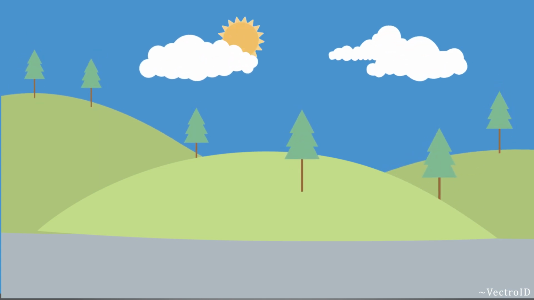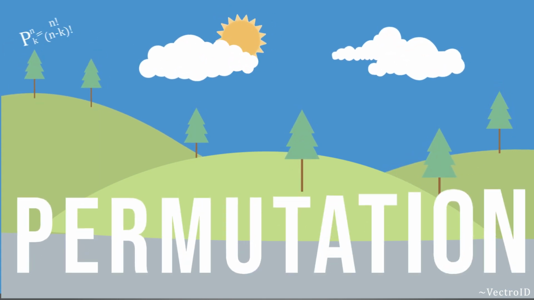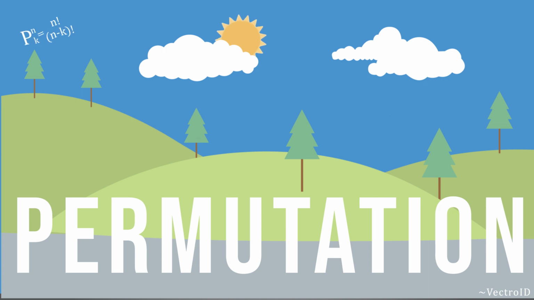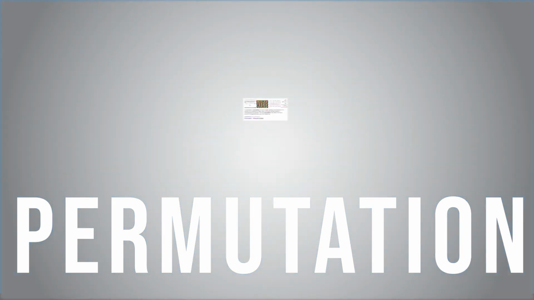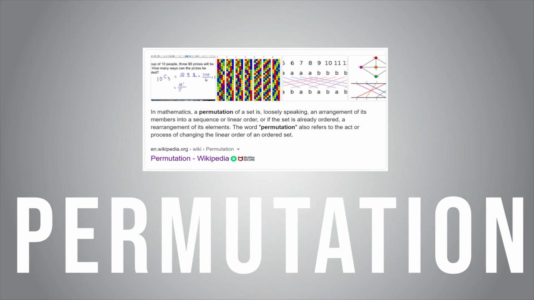Wikipedia said, in math, a set permutation is an arrangement of its members into linear order. If the set is ordered, it rearranges the elements. It's like arranging books based on the alphabets, or arranging your clothes based on the colors. So, the word permutation refers to the act of changing the linear order of an ordered set.